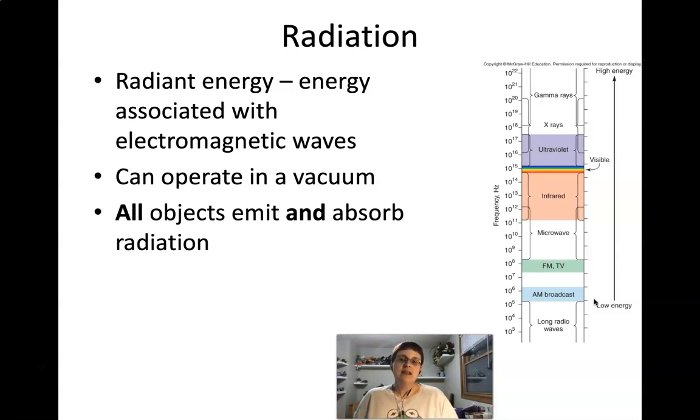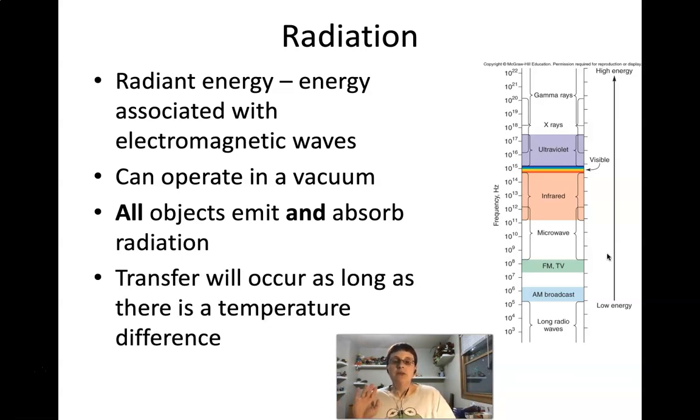And the thing is that all objects emit and absorb radiation. So we absorb radiation from our surroundings. So we absorb infrared and light and so forth. And we also emit radiation. Now, humans, for example, we emit infrared. We emit heat. We don't emit visible light or anything like that, but we do emit infrared.